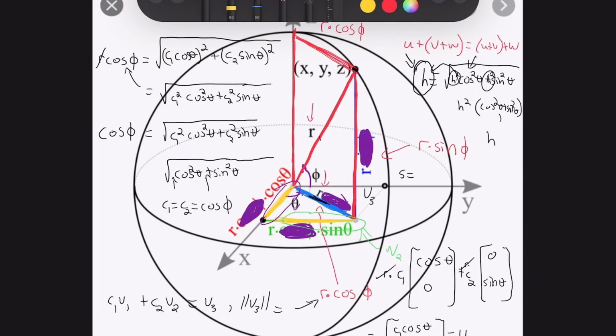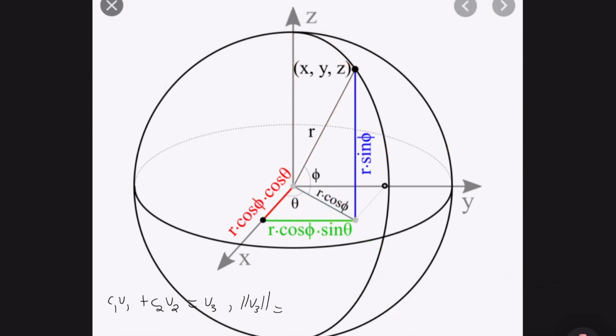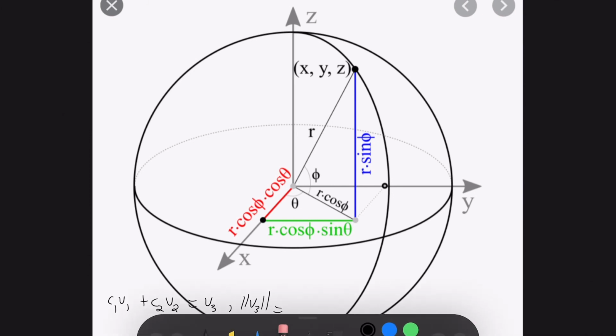And so now if we erase a bunch of this, we know the C. So what did we have before? We had C1 V1 plus C2 V2 is equal to V3. So we said that C1 is equal to C2 is equal to cosine phi. And remember, we had R in our system, so we will have cosine phi V1 plus cosine phi V2 is equal to V3.